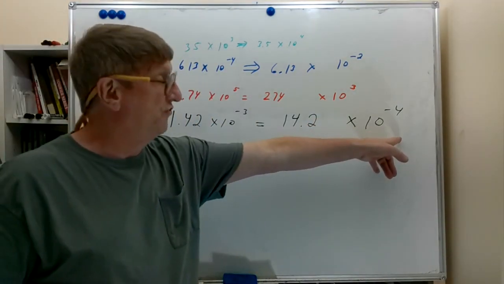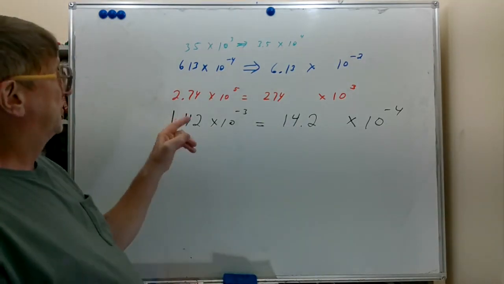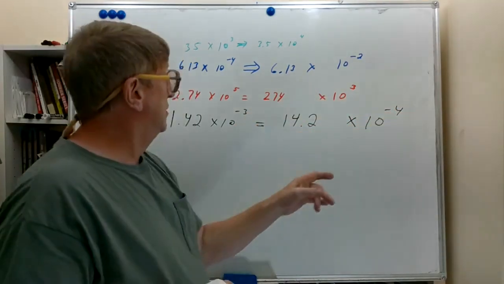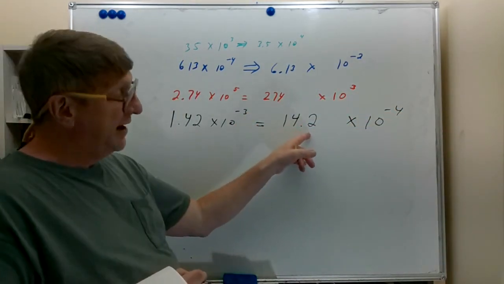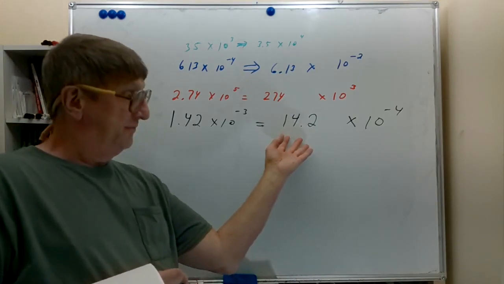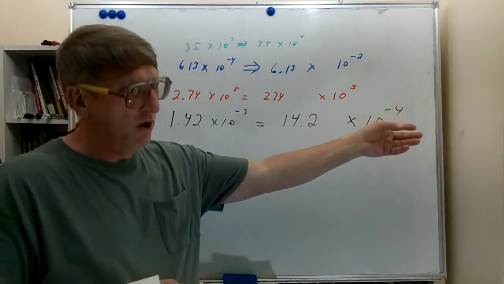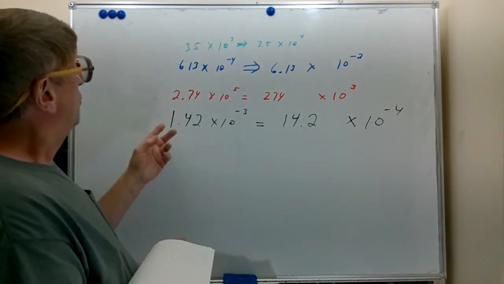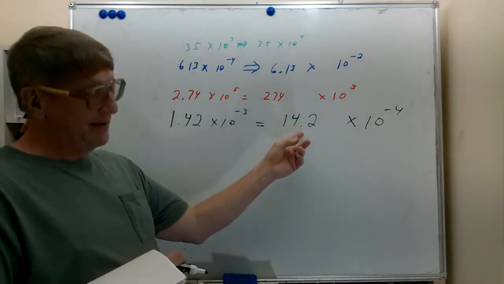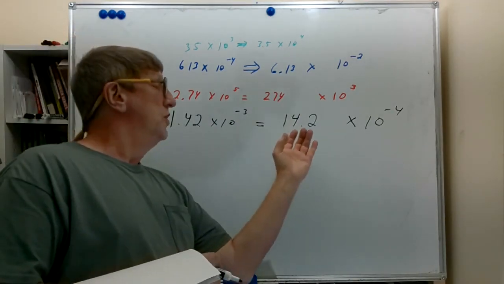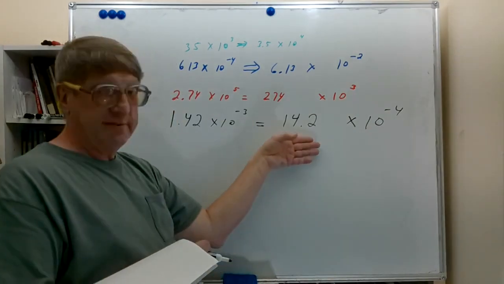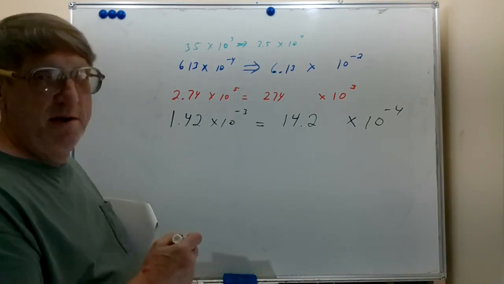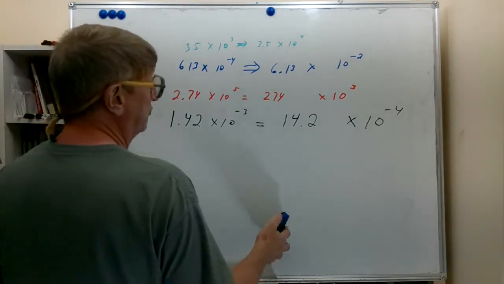14.2 times 10 to the minus 4th is the same as 1.42 times 10 to the minus 3rd. We made this number one smaller. We moved the decimal place 1 point to the right to make this larger. We made the exponent one smaller, which made the number 1/10 as much. We moved the decimal place 1 point to the right, which made this number 10 times larger. So we made this number 1/10 as much, we made this number 10 times larger. That keeps our balance so it still has the same numerical meaning, same value, just written in a slightly different form.